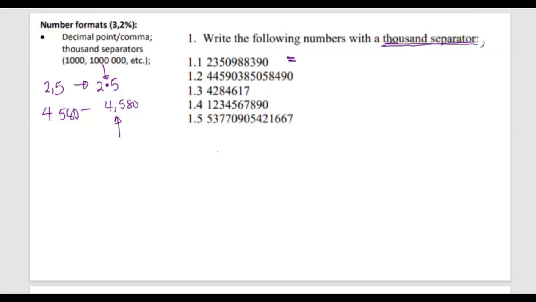All right, I'll start with South Africa. So for every 3 numbers, we are going to leave a space. We shall write 2, leave a space, 350, leave a space, 988, leave a space, and 39. This is how it's written in South Africa. In other countries, it would have been 2, comma, and so on, like that. This is in other countries.